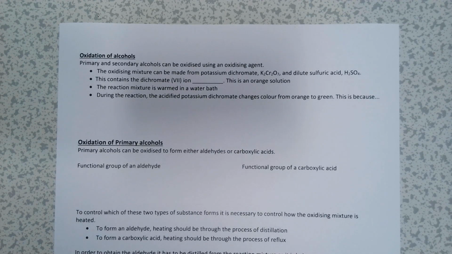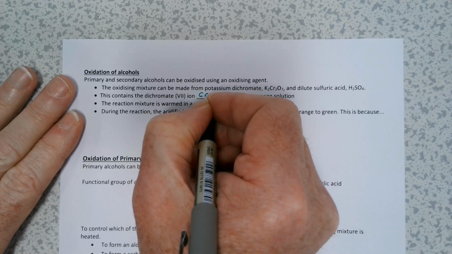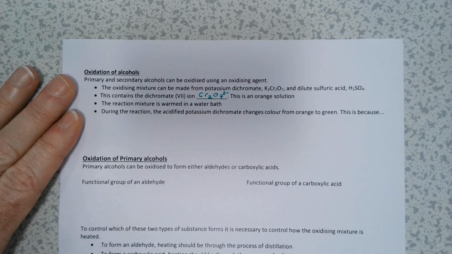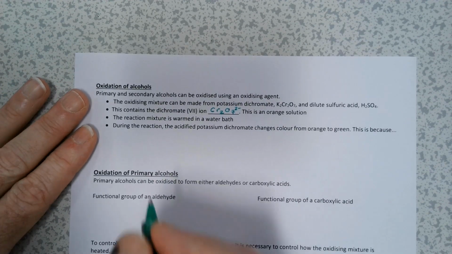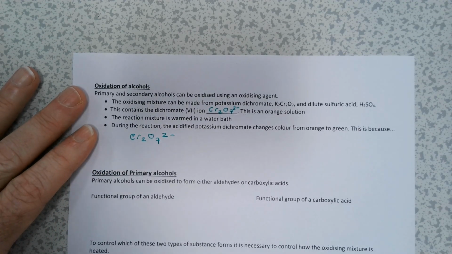When we want to oxidize an alcohol, we use a mixture of potassium dichromate, K2Cr2O7, and dilute sulfuric acid, H2SO4. It is the dichromate ion that is orange and which oxidizes the alcohol. So the formula of the dichromate ion, Cr2O7 2-, that's orange. Now, when we think about Cr2O7 2-, we can think about the oxidation number of chromium inside that ion.